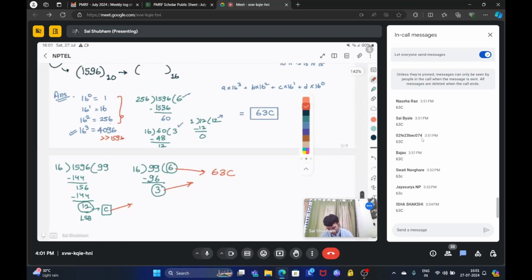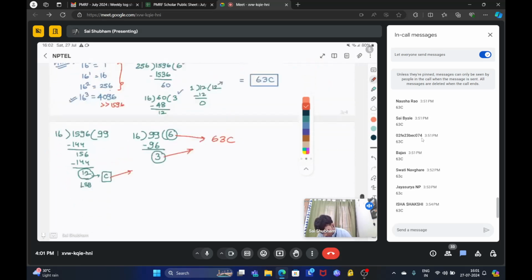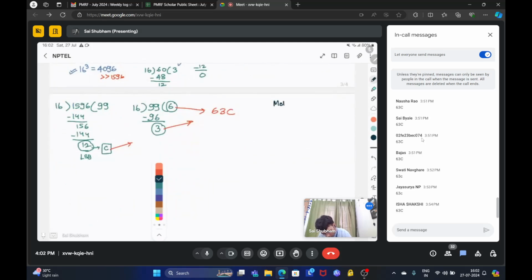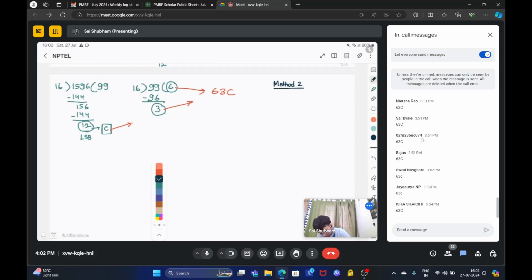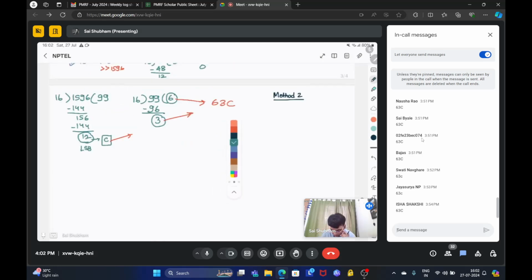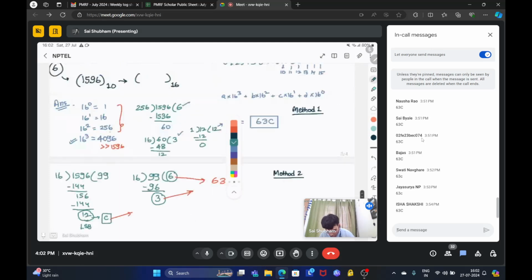And I have one other method as well. So this is your method 1, and this is your method 2. I will discuss the other method later. Let's move on to the next question.